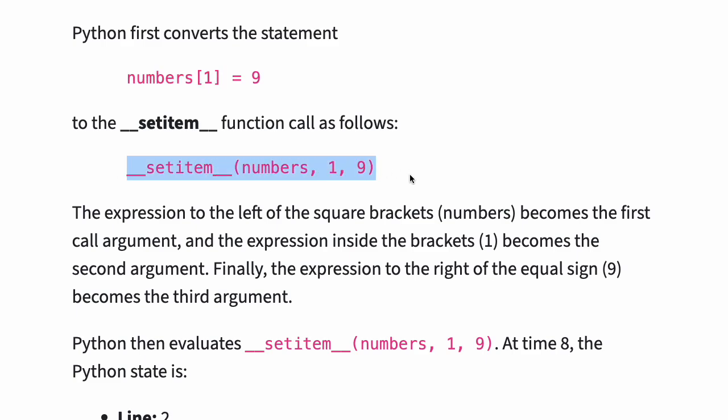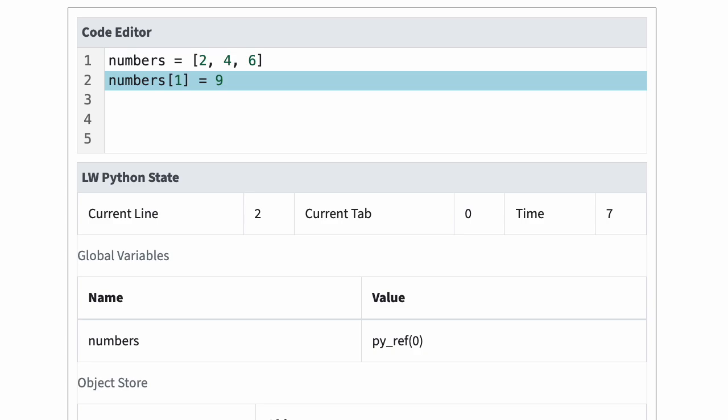The expression to the left of the square brackets, which is numbers, becomes the first call argument, and the expression inside the brackets, or 1, becomes the second argument. Finally, the expression to the right of the equal sign, 9, becomes the third argument. Python then evaluates the function call setitem(numbers, 1, 9). At time 8, Python pushes the setitem function call to the expression stack.